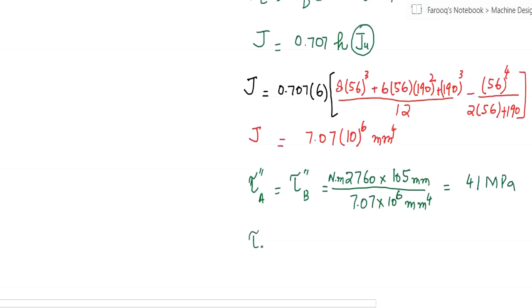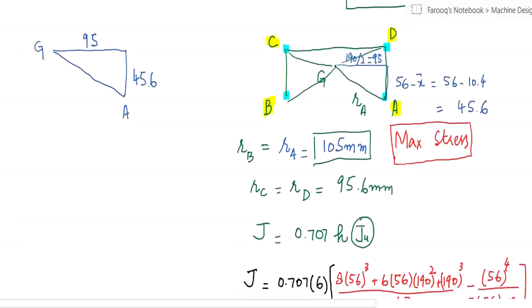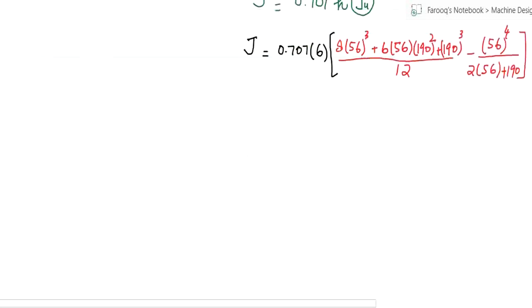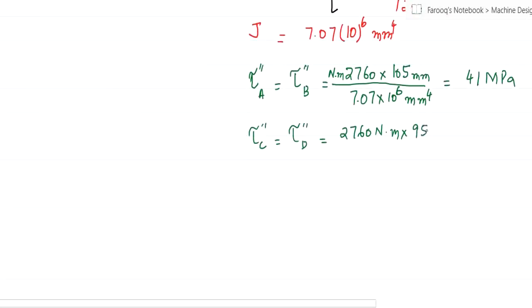Similarly, secondary shear stress at C and secondary shear stress at D are equal, 2760 Newton meter into RB or RC, which is 95.6 millimeter, divided by the value of J 7.07 into 10 raised to power 6 millimeter raised to power 4. So the secondary shear stress comes out to be 37.3 megapascals.